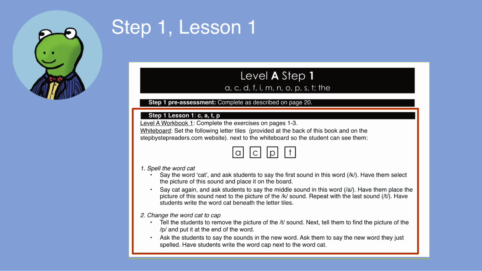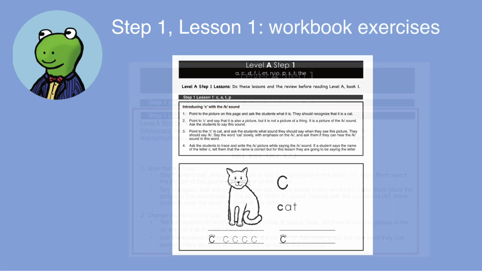After the student has finished the pre-assessment, the next task is to complete Step 1, Lesson 1. This lesson includes both workbook and whiteboard exercises. To complete the whiteboard exercises, you will need a small tabletop whiteboard, dry erase markers, and letter tiles that are available at the back of the curriculum book or online at stepbystepreaders.com. The workbook exercises, which should be completed first, are found on pages 1 through 3 of Level A Workbook 1.